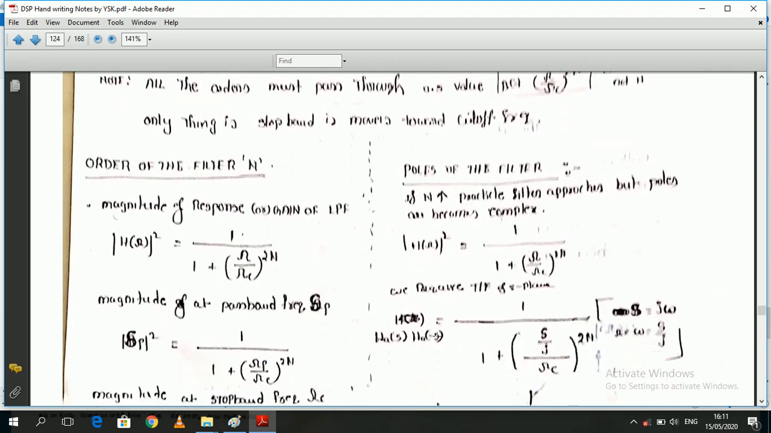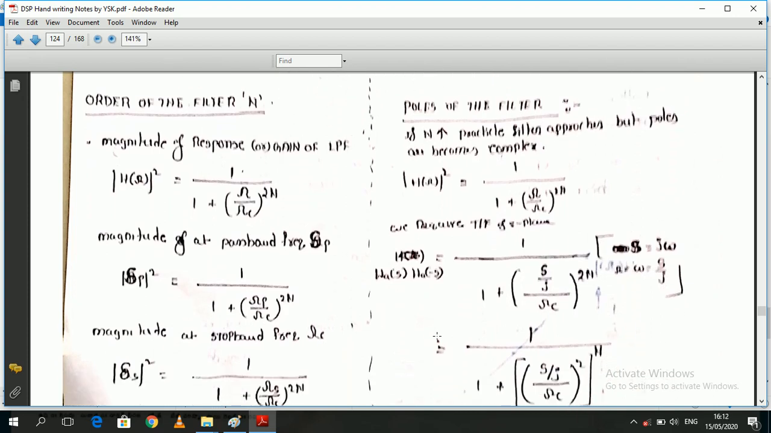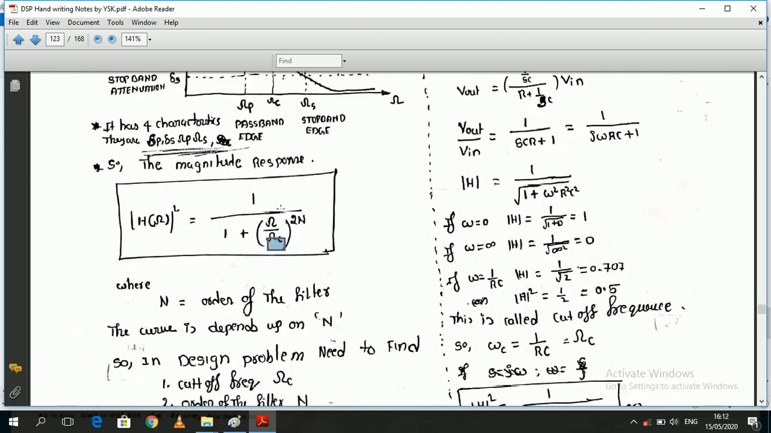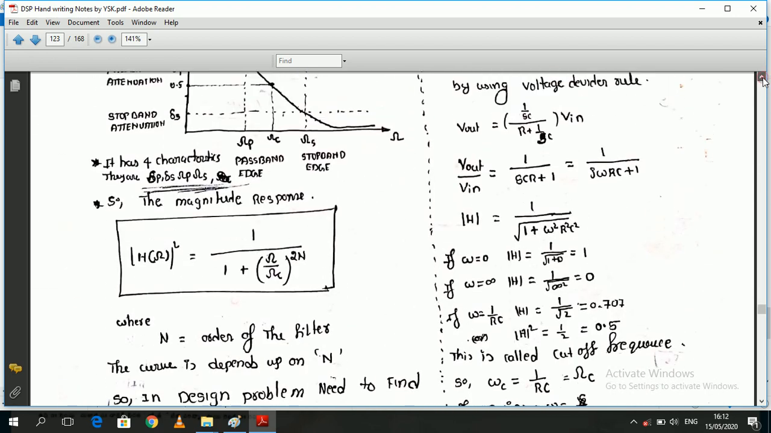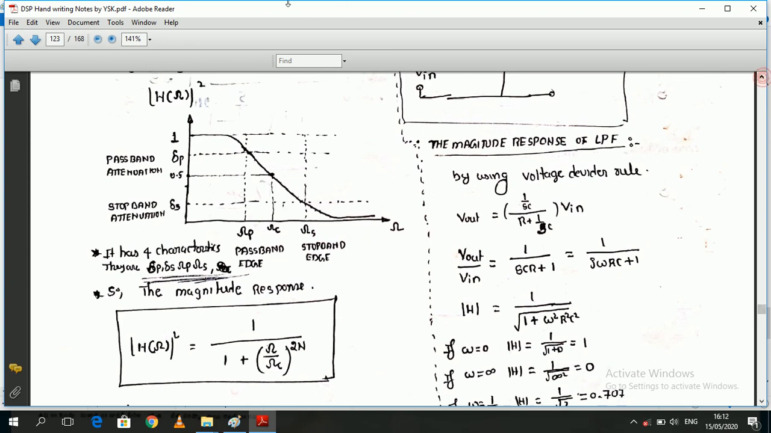Now it is time to find out the order of the filter. How can you find it? The magnitude response and gain of the low pass filter: modulus of H of omega squared is equal to 1 by 1 plus (omega by omega c) to the power 2n. This is the magnitude formula, right? I want to find out the magnitude at delta p, and the magnitude at delta s. What is the value? So let's see.